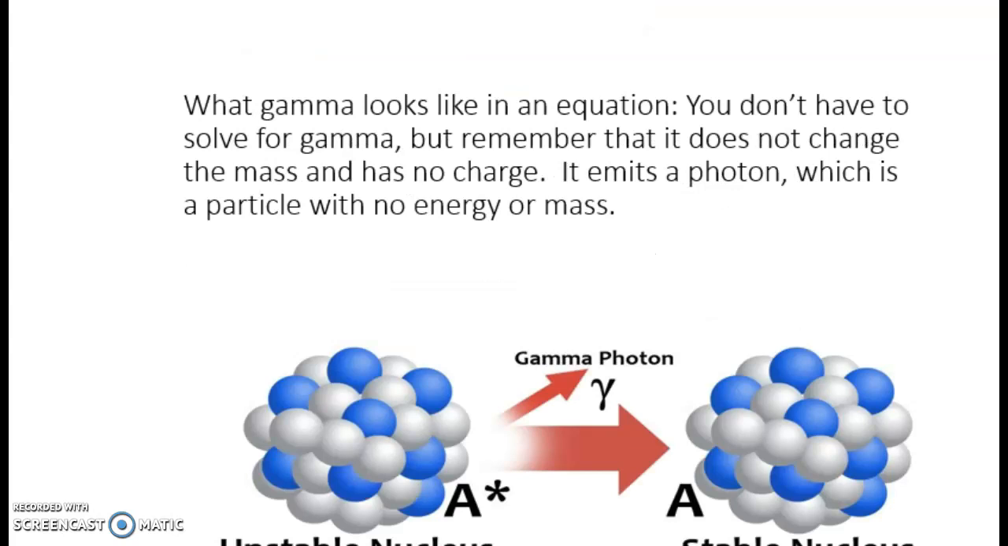Okay, so what does gamma look like in an equation? You don't really have to solve anything because it has no mass and no charge, but you do get a photon, which is represented by this Y.